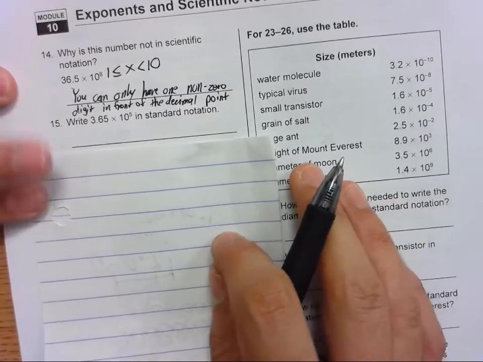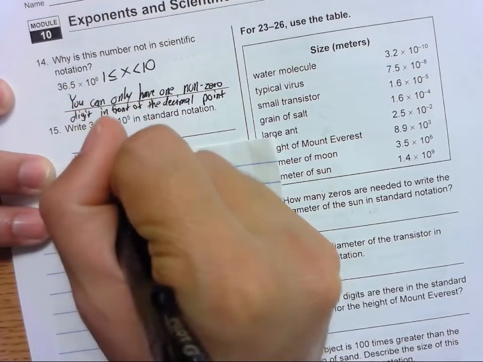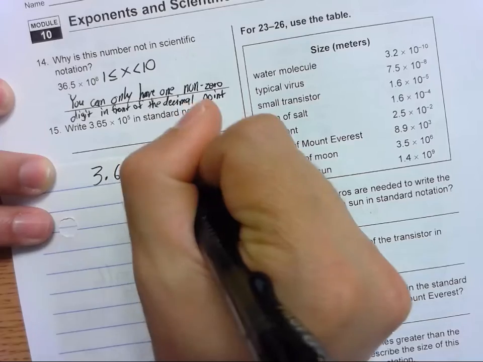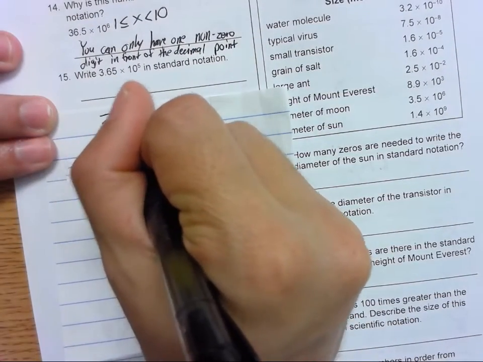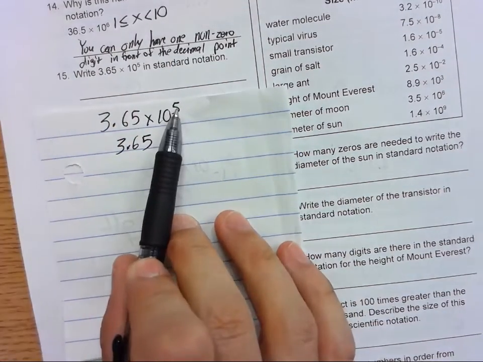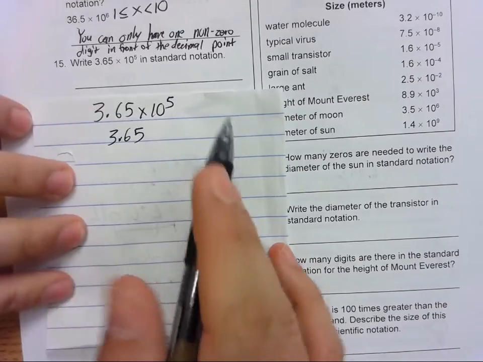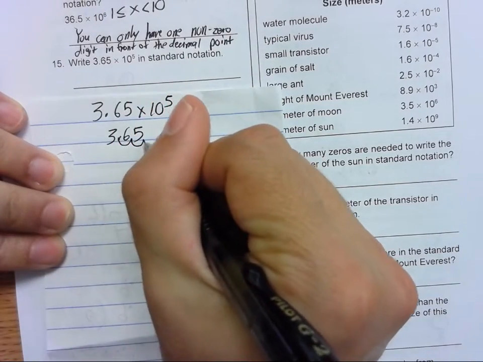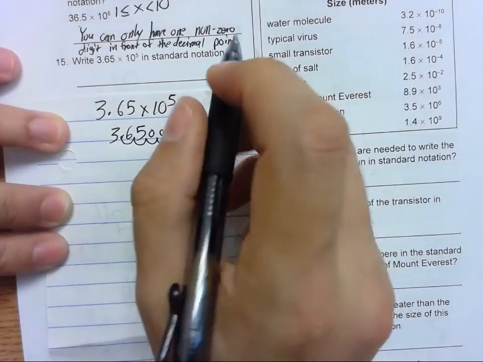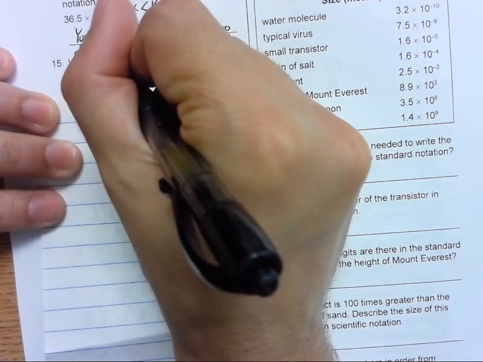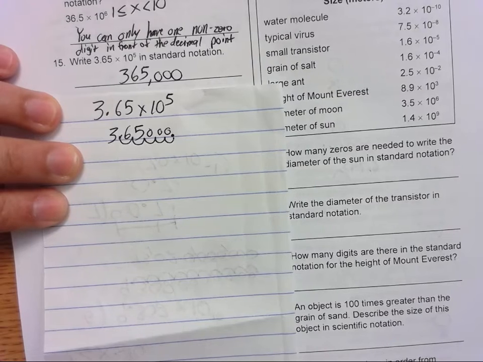Moving on to 15, write that in standard form. So we have 3.65 times 10 to the 5th. The exponent's positive, which tells us that our base is getting bigger. We need to move the decimal point 5 times. 1, 2, 3, 4, 5. We need to plug in 3 zeros. So you need to rewrite this. It's 365,000.